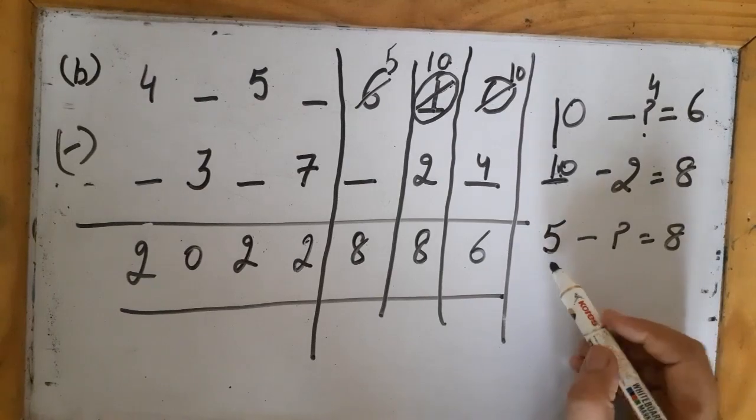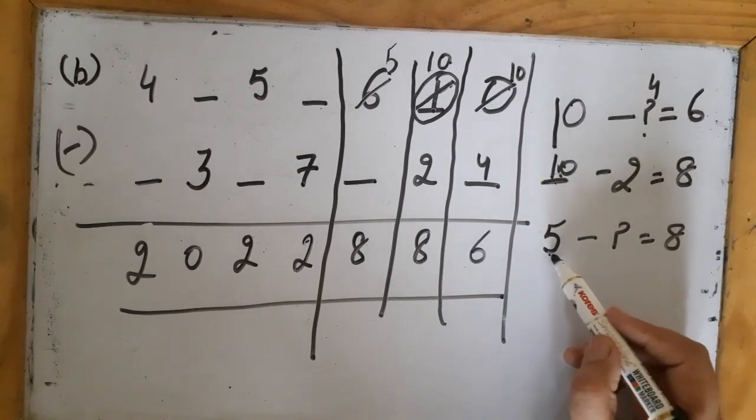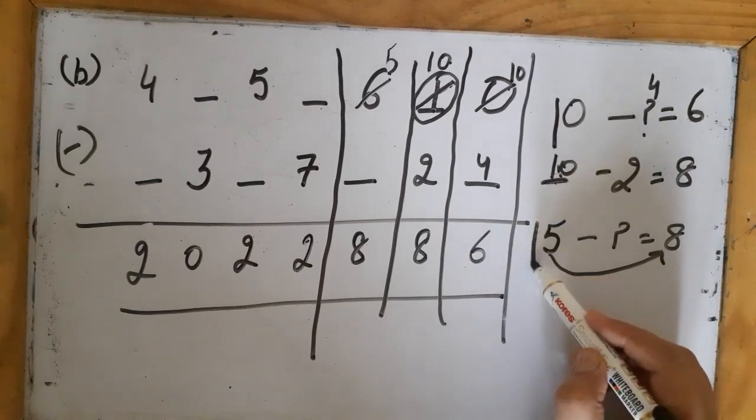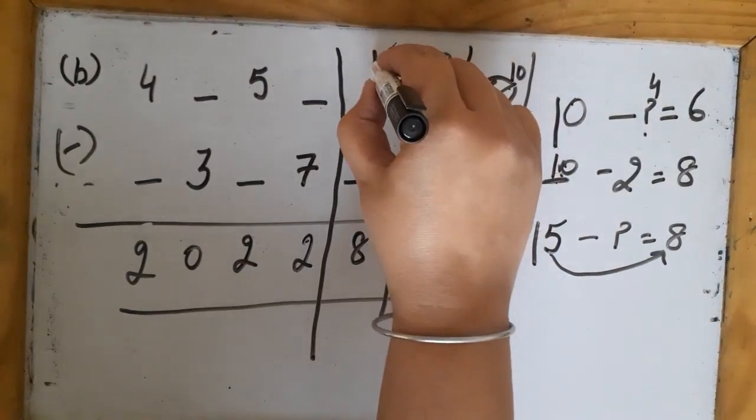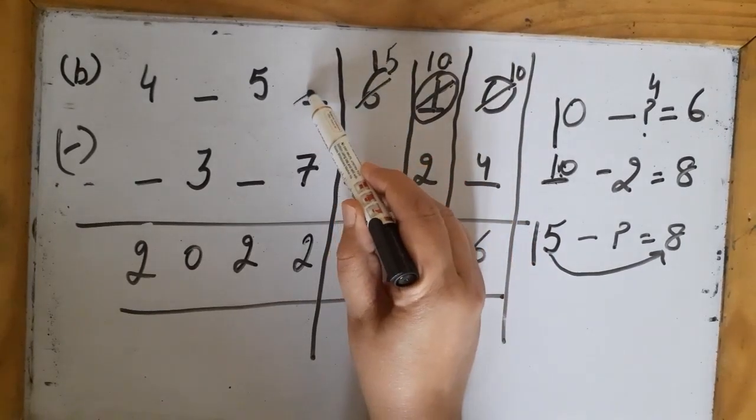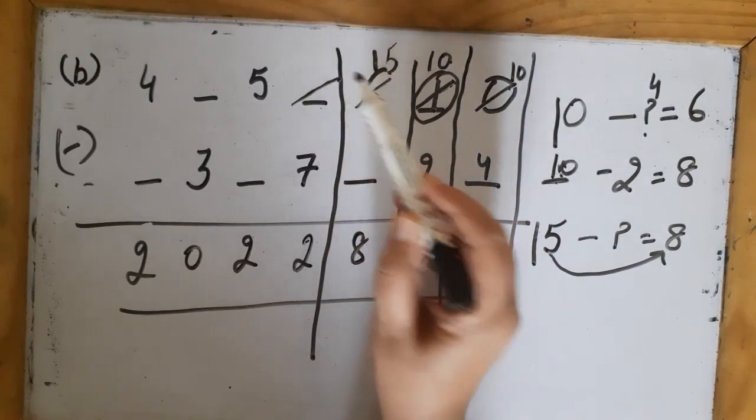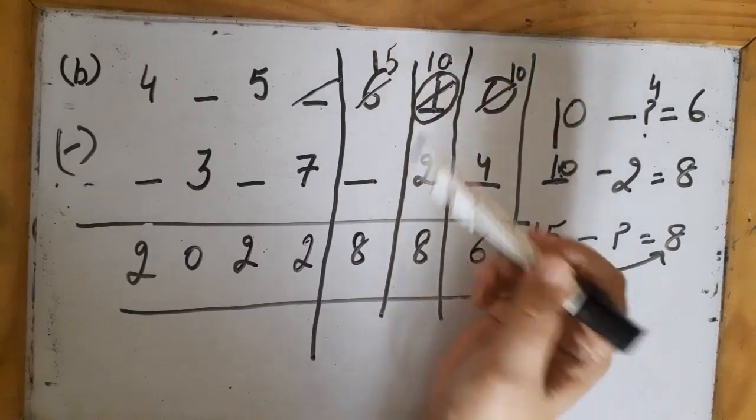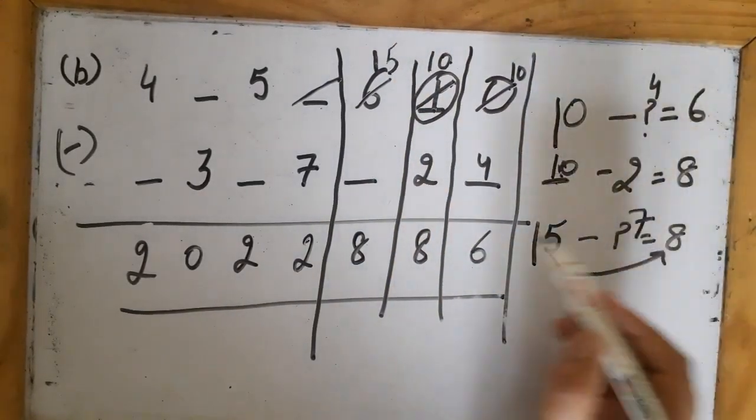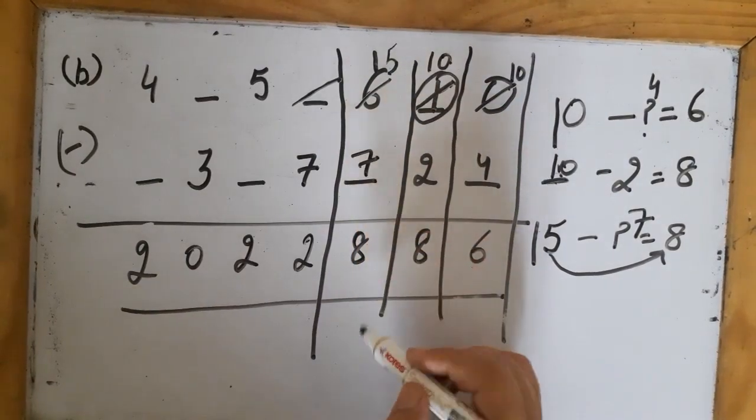Now I know I cannot subtract anything from 5 to make a bigger number, so it means I will make this number 15. This number I'll make 15, and I have borrowed this one from the next place, but I don't know this number. So anyway, I have made this 15. So from 15, if I subtract 7, I will get 8.